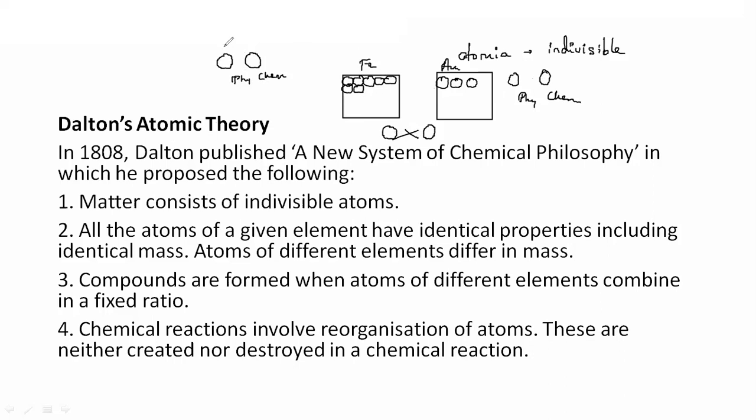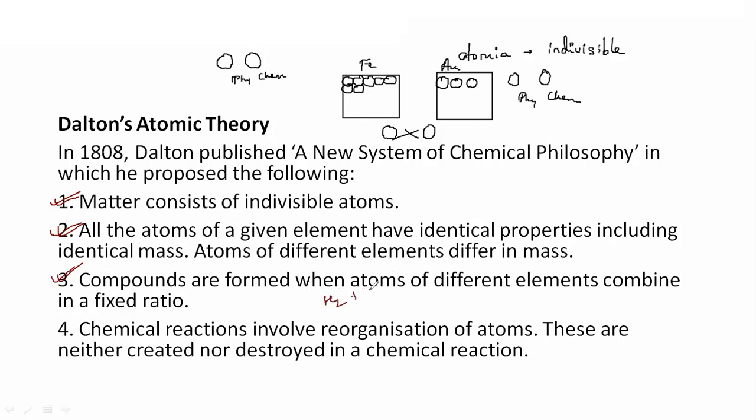What does the third point say? So first point, matter consists of indivisible particles called atoms. All the atoms of a given element have identical properties, including identical mass. Atoms of different elements differ in their masses or properties also. Compounds are formed when atoms of different elements combine in a fixed ratio. We have seen the law of definite proportions, only when the atoms of different elements combine.